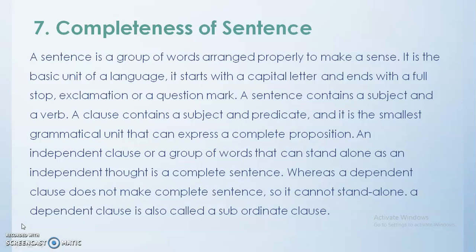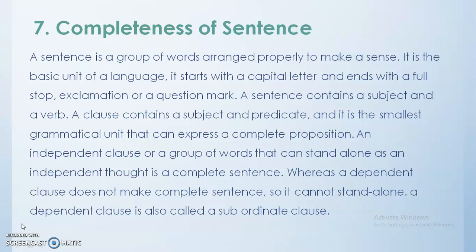So let's resume from where we stopped in the last video. We were discussing some of the important points that you have to keep in mind while attempting academic writing. So the next point we have to discuss is completeness of sentences.